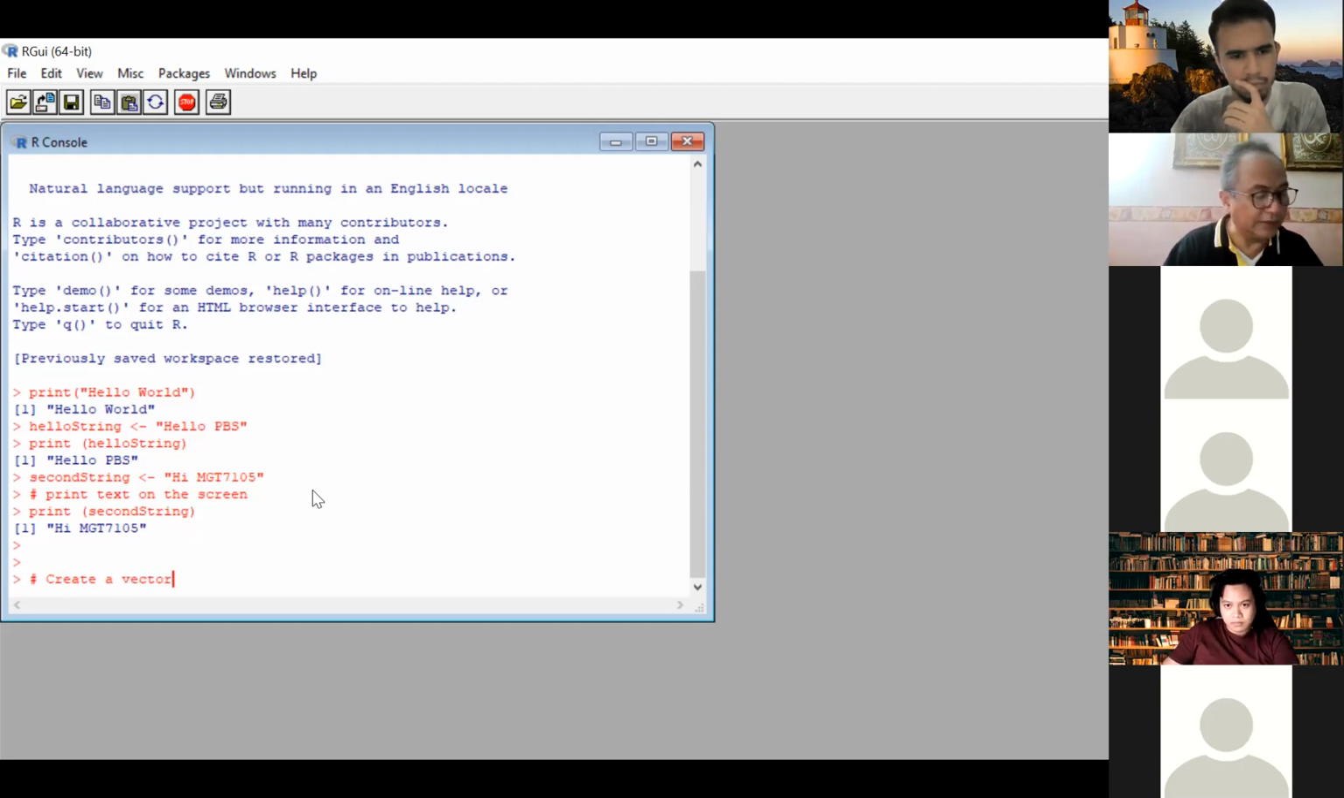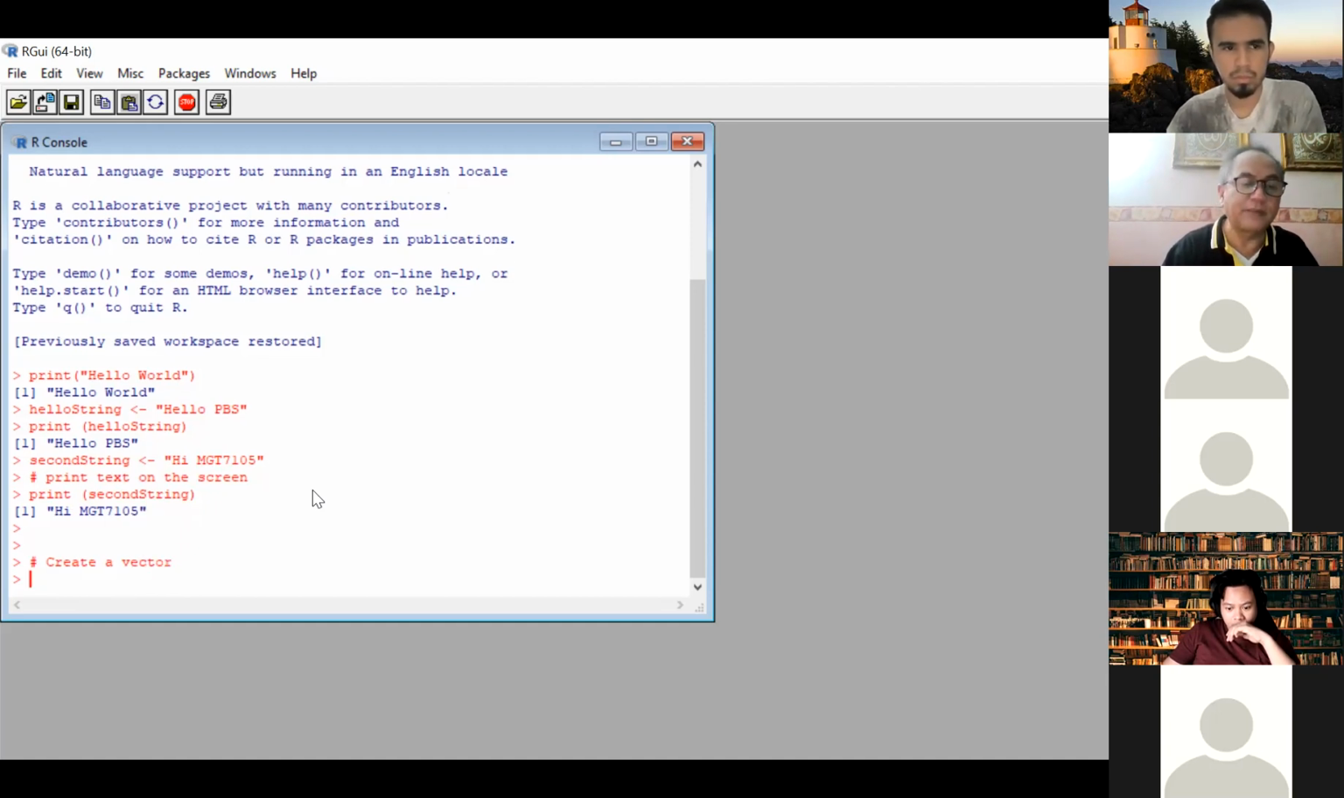So it will not affect anything when you type create vector. But we want to create some vector. For example, we create a vector of student. How do we create vector? You just put the arrow here. When you create vector, you can create some names here. You can say Rizky.